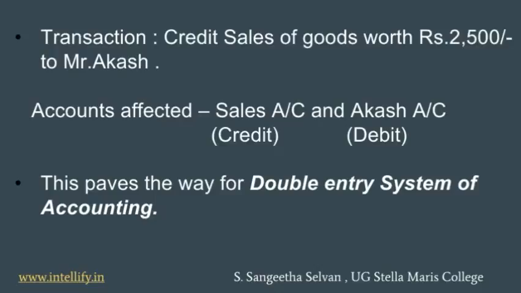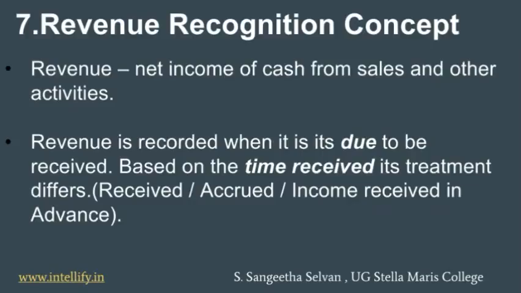So this obviously paves the way for the double entry system of accounting, wherein every transaction affects at least two accounts and it is recorded in both the accounts affected by the transaction. So now let us move on to the seventh concept, which is called the revenue recognition concept. Revenue is nothing but all gross income, that is the net inflow of cash into your business from sales and other activities. The other activities could be dividend received, commission received, interest received, etc.